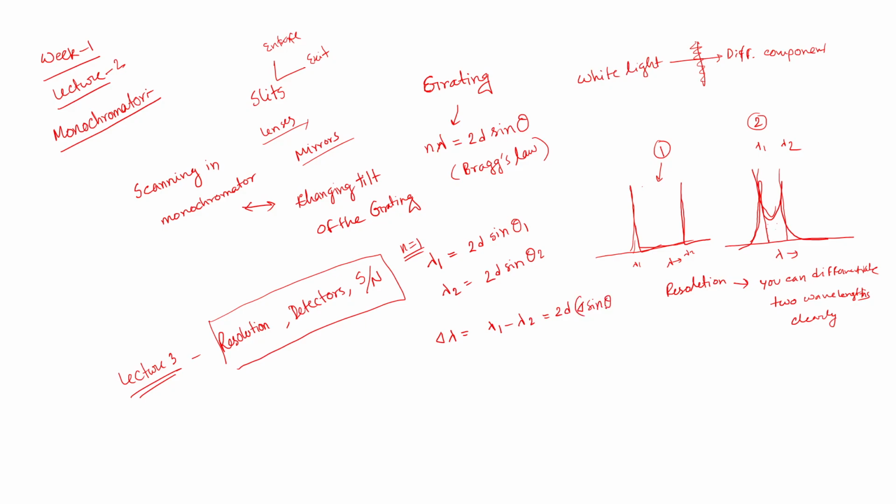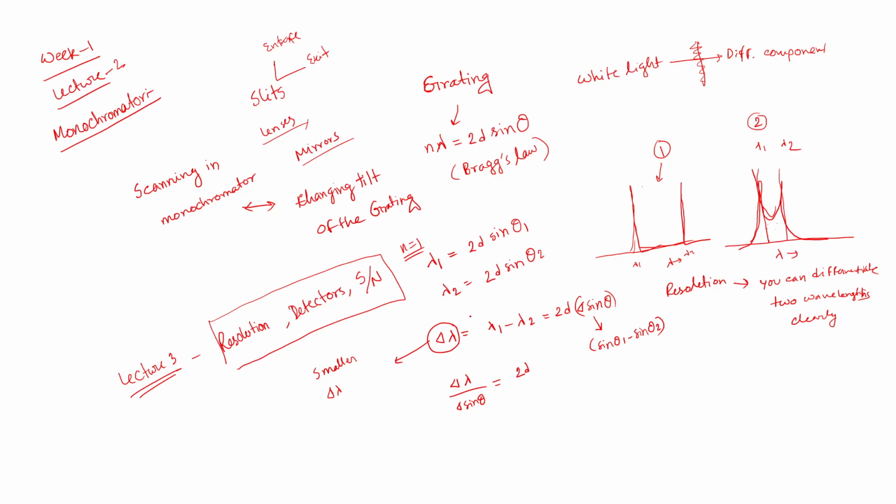that will give you 2d times the difference in sine theta. It is not practically delta lambda times sine theta, it is actually sine theta 1 minus sine theta 2. So you will see that delta lambda by delta sine theta is actually 2d. Higher resolution means smaller delta lambda, so if the resolution is high, you can differentiate between two close wavelengths, lambda 1 and lambda 2.